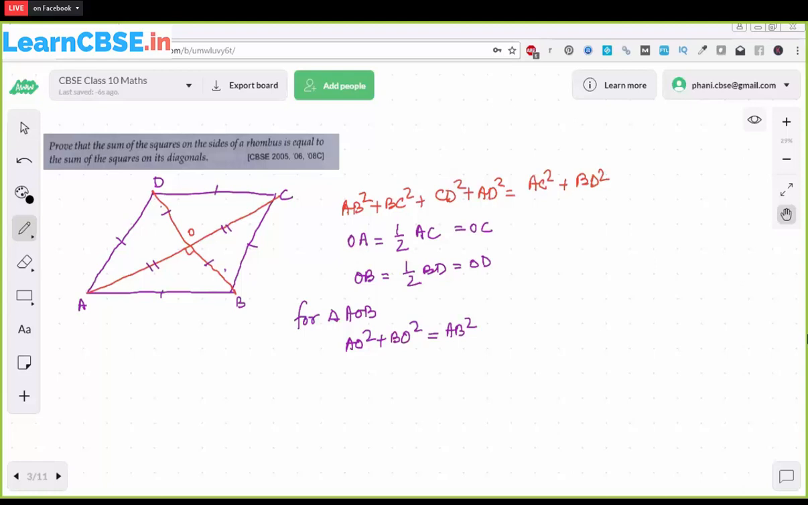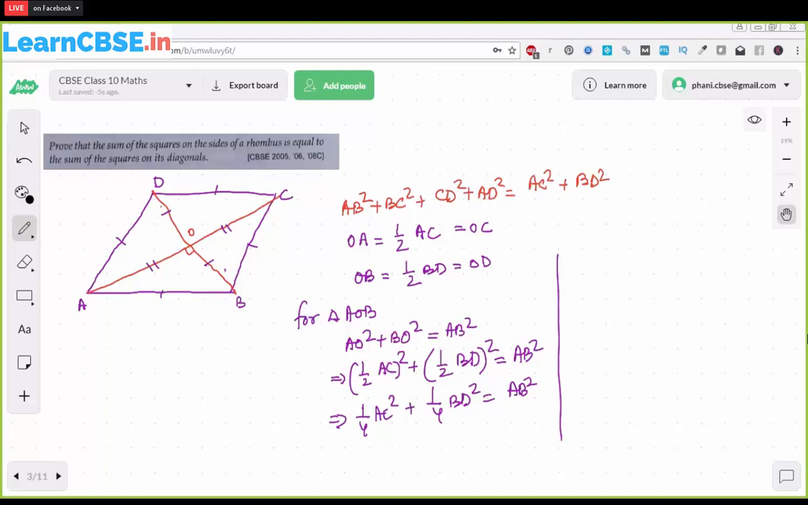So you can write AO as half of AC and BO as half of BD, equals AB square. So you just square them. You are getting 1/4 of AC square plus 1/4 of BD square equals AB square. So AC square plus BD square equals 4 times AB square.